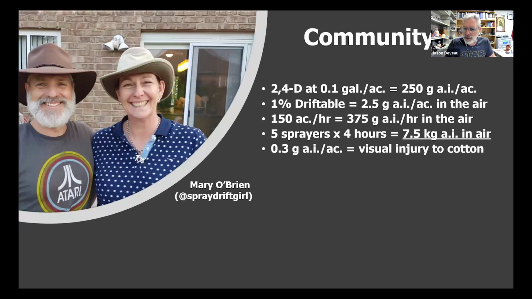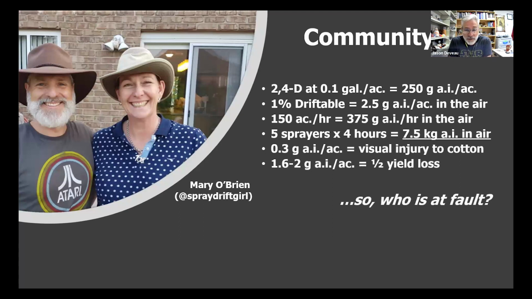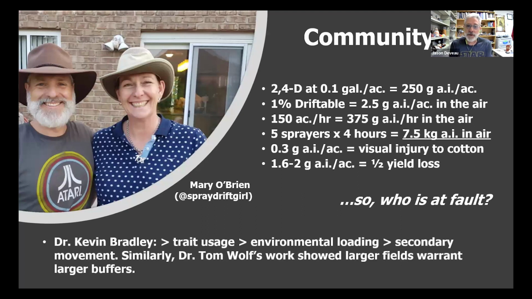So some poor cotton grower gets burned and tries to find the person who sprayed the synthetic auxin. And who do they point to? The person that was closest, either in time or in space. They take the brunt of it, even though it was a community effort to load enough product into the air to cause trouble. So who's at fault? Kind of everybody, but because it's hard to figure out, probably the person that was closest.